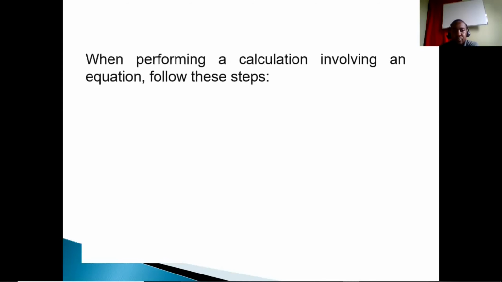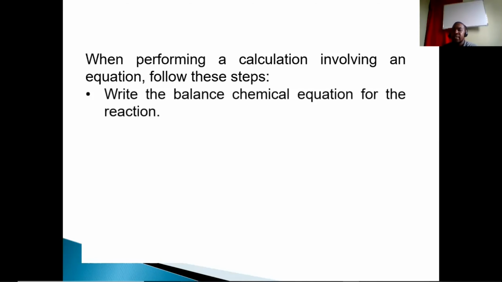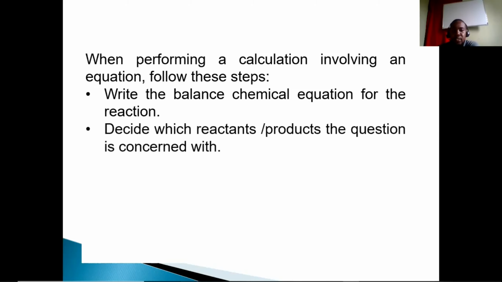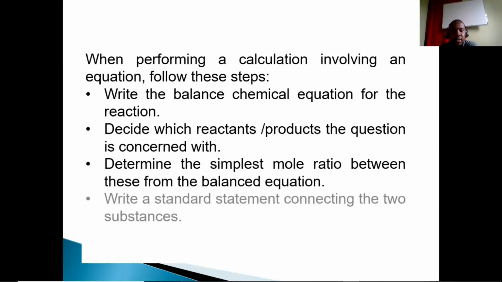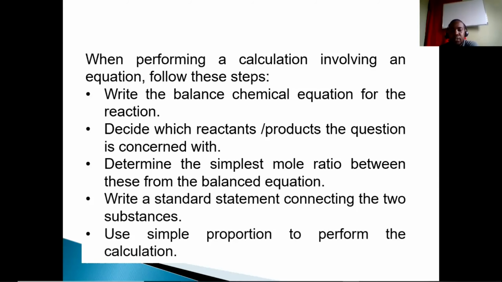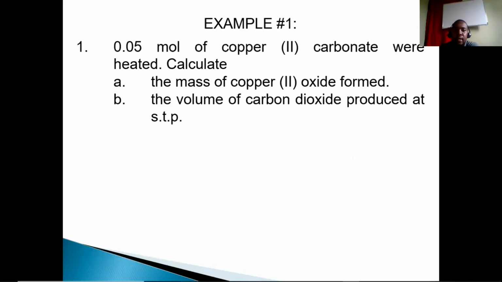All right, so let's look at when we're performing calculations with equations. The first thing you do is write a balanced chemical equation for the specific reaction. Then you decide which reactant or product the question is concerned with. And then you determine the simplest mole ratio between these from the balanced equation, write a standard statement connecting the two substances, and use a simple proportion to perform the calculation. All right, so let's look at some examples.